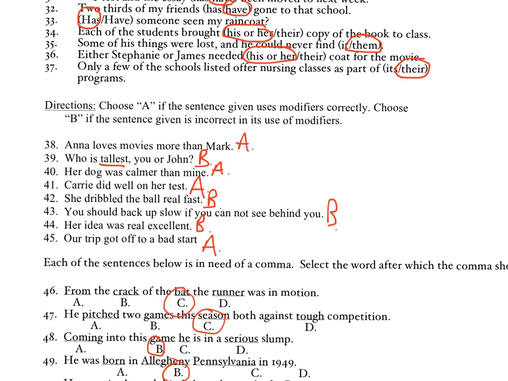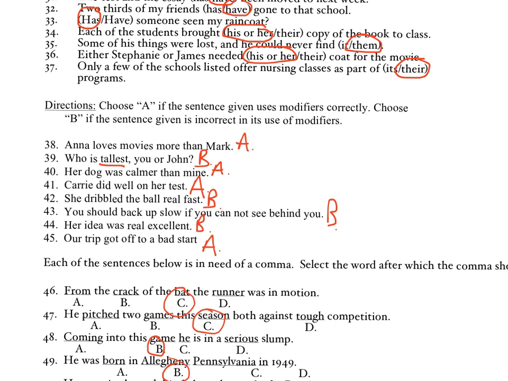You should back up slow if you cannot see behind you. You would say you should back up slowly, because again, adverb. What are you doing? You're backing up. You're performing an action. You do that action slowly. Her idea was real excellent. Her idea was really excellent. Again, we need the adverb form to describe excellent.